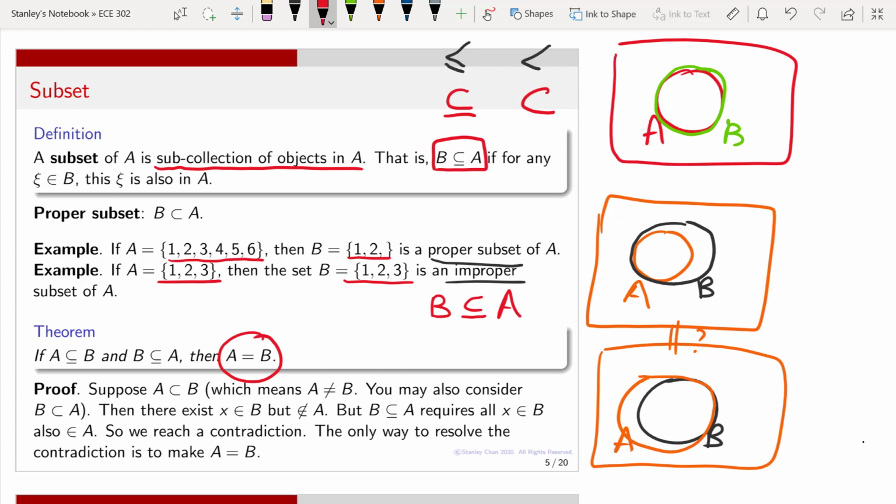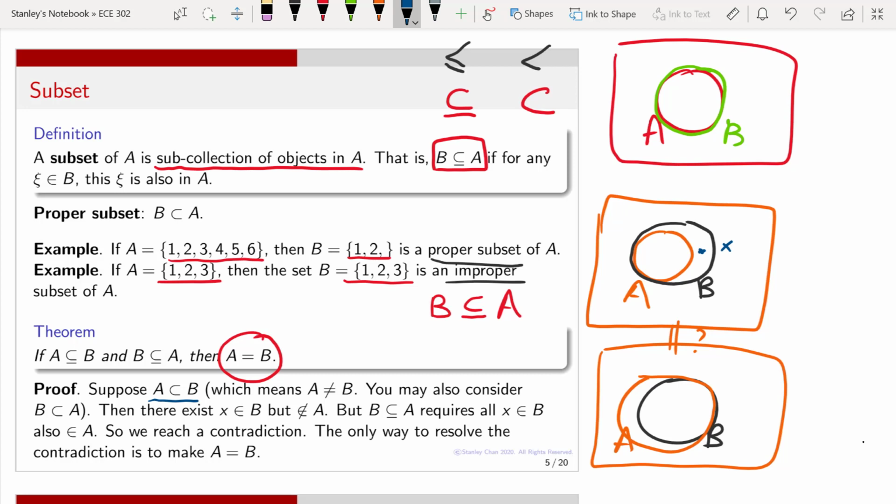Now here is a very simple proof of this result. It's just a sequence of logical arguments. Suppose A is completely inside B, a proper subset of B, which means that A doesn't equal B, or you may consider the other case where B is completely inside A, which doesn't really matter in our proof. Then, according to this definition, you will be able to find an X in B but not in A, because A is a subset of B. So you should be able to find some X, which is in B, but is not in A.